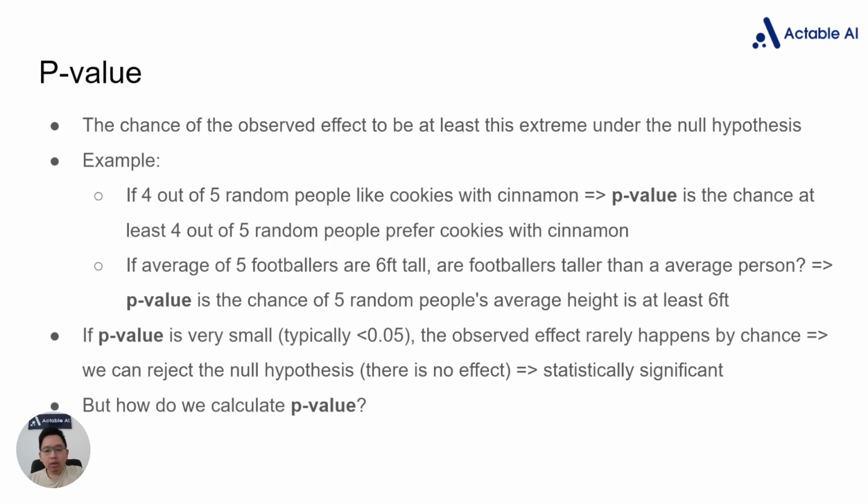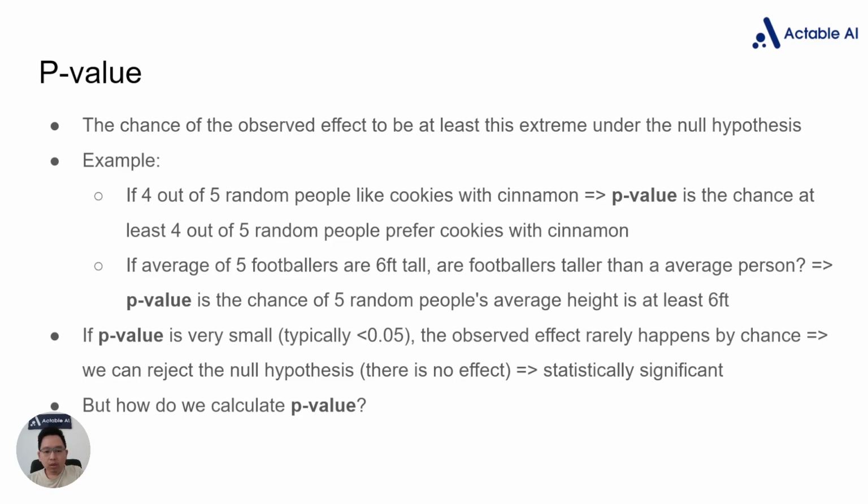Another example is that if we survey 5 random footballers, and their average height is 6 feet, then are footballers taller than an average person? In this case, the p-value is the chance that 5 random people's average height is at least 6 feet. So in summary, the p-value is simply the chance that the observed effect, or more extreme, happens under the null hypothesis.